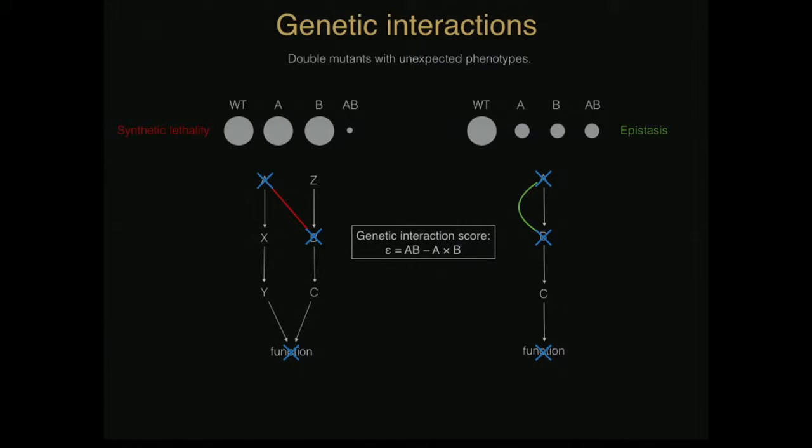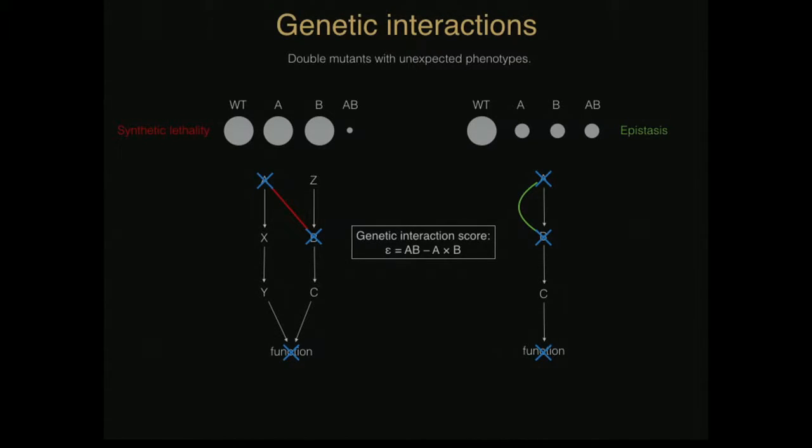And we and others have learned over the years that one easy way to quantify and look at all this is to measure a score for any given double mutant that's given by the difference between the double mutant phenotype and the product of the two singles.